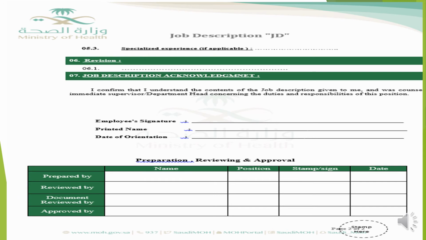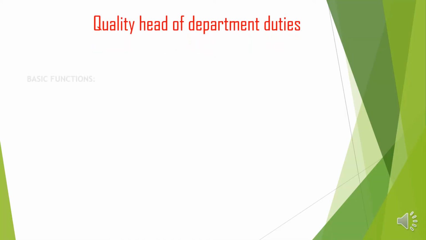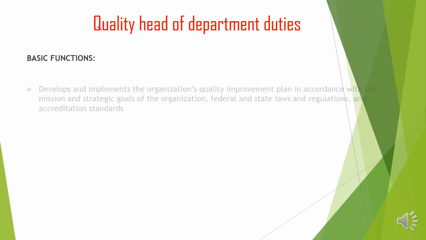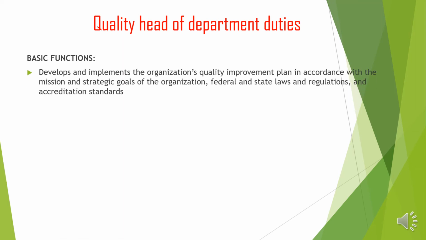Let's discuss now the duties, the functions, the responsibilities of the quality department or head of quality and patient safety department. The basic functions are here. I'm going to offer you 6 to 7 basic functions, but there are a lot of functions you can add to him. So the first is to develop and implement the organization's quality improvement plan.